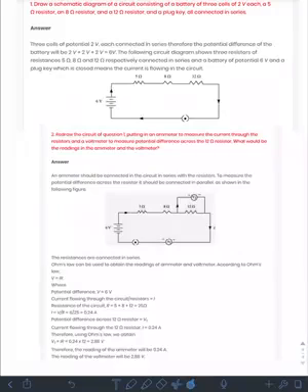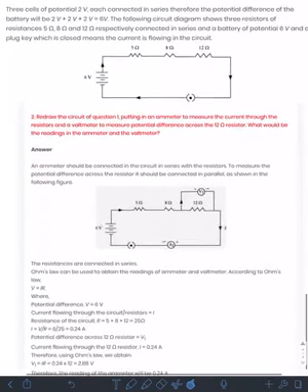Next, the last question. Redraw the circuit of the previous question, putting in an ammeter to measure the current through the resistors and a voltmeter to measure the potential difference across the 12 ohm resistor. What would be the readings of the ammeter and the voltmeter? Look at the diagram here. We know that an ammeter always measures the electric current and a voltmeter measures the electric potential difference. From the figure, the resistors are connected in series. Ohm's law can be used to obtain the readings of the ammeter and voltmeter.